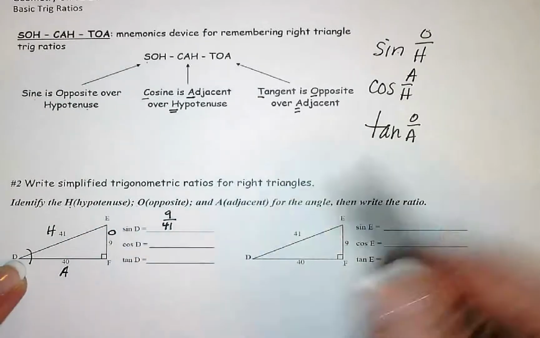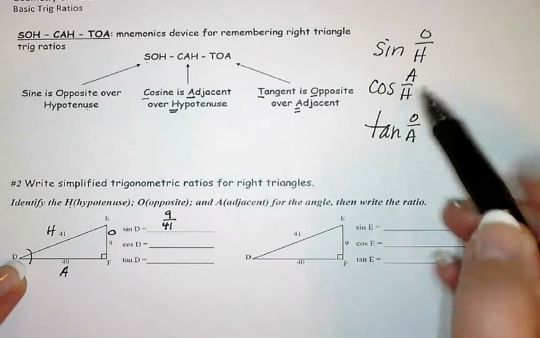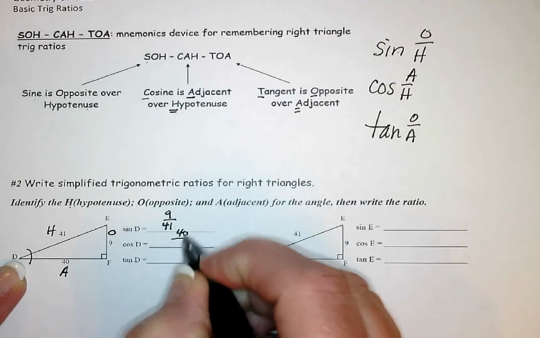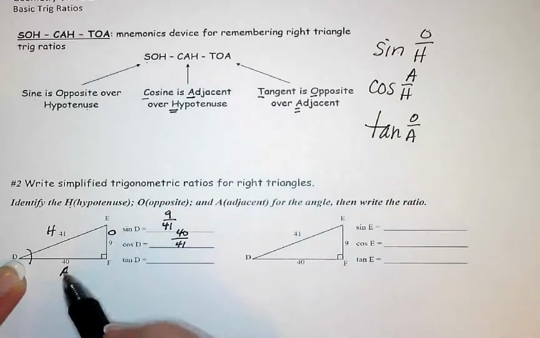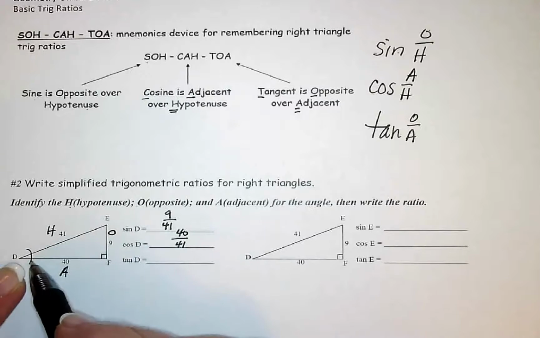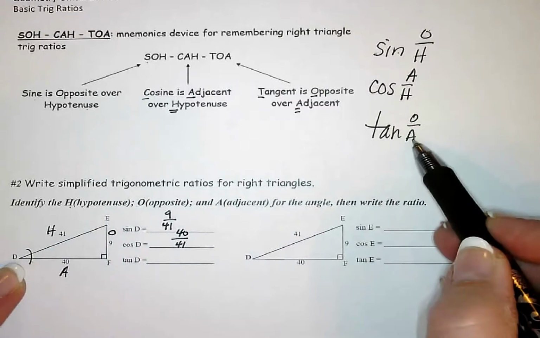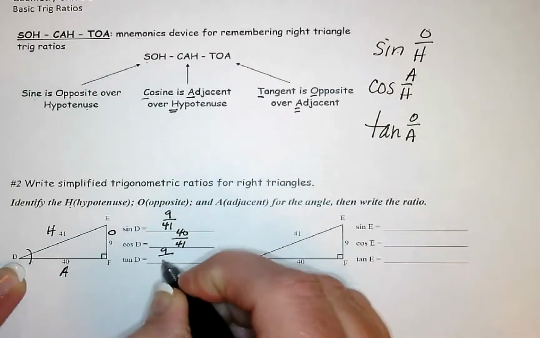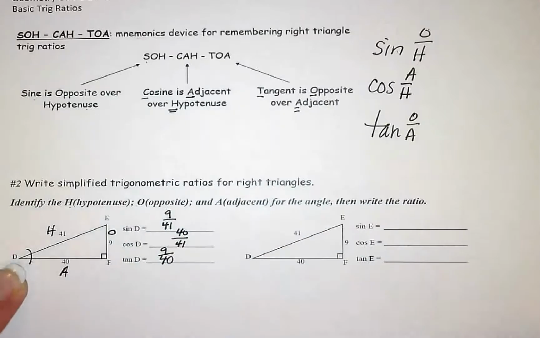Cosine of D. Cosine is adjacent over hypotenuse. So that ratio is going to be 40 over 41. Again, I'm just plugging in those things I've already identified. And the tangent of angle D, tangent is opposite over adjacent. Opposite is 9. The adjacent is 40. I have written my ratios for that triangle.